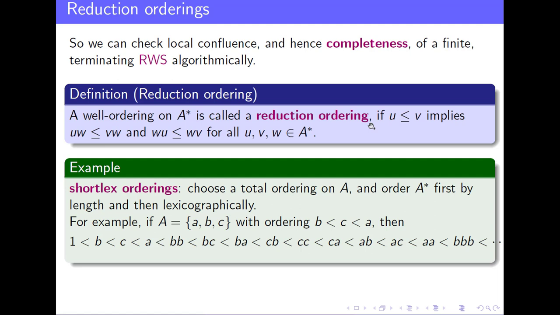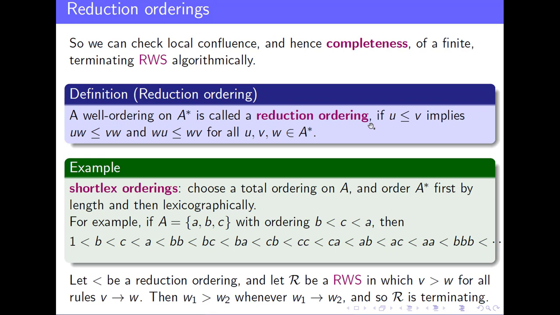So in the shortlex ordering, we order first by length, and then you have to introduce an arbitrary ordering on the alphabet and use that to break ties. So then this is called the lexicographic order. Lexicographic means the ordering used by dictionaries. So that's an example of, rather perversely, taking a funny ordering on A, B, and C. Okay, so that's an example of a reduction ordering.